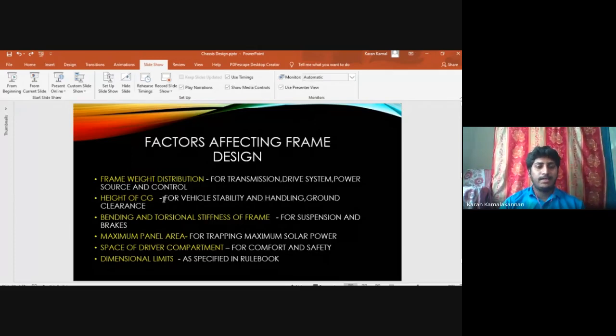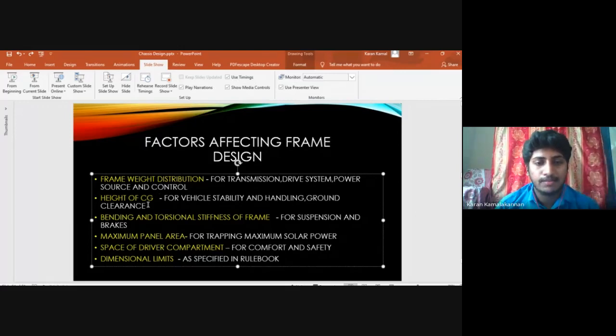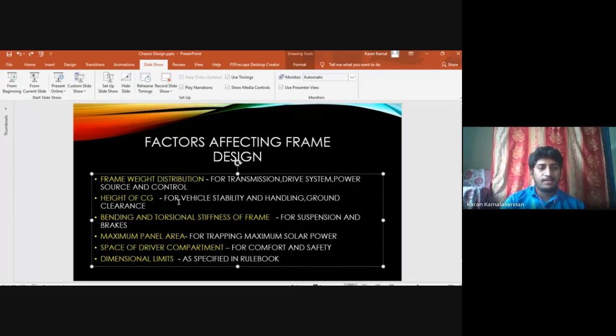And next is the height of the CG. As I told earlier, we should try to keep it as low as possible, for vehicle stability, handling and ground clearance. For the height of CG, what I can suggest is, if you want to lower the CG, we can either increase the wheelbase or increase the track width. If you increase the track width, naturally the CG will get lower, but you have to keep in mind the vehicle dimensional restrictions of the rule book. You must not compromise. And if you increase the wheelbase, naturally the turning radius will also increase. So you must have wide thinking of these and other factors, and design your frame.